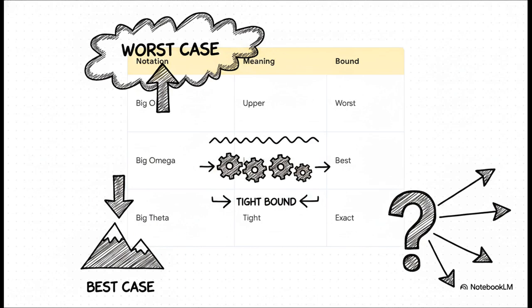Big O represents the upper bound, the absolute worst-case scenario for how an algorithm is going to perform. Big Omega represents the lower bound, the absolute best-case minimum time required. And Big Theta? That represents a tight bound, meaning the algorithm grows at a highly predictable, exact rate where the upper and lower bounds basically match. Now, a very common beginner mistake is assuming Big O is the only metric that matters. But knowing the best case and average case limits is just as vital for real-world optimization.